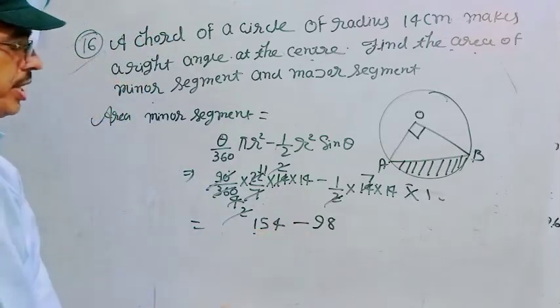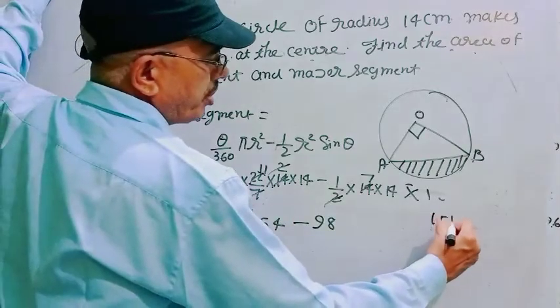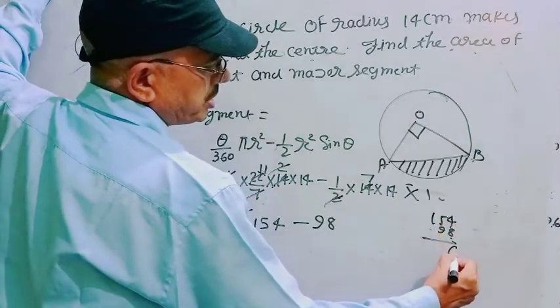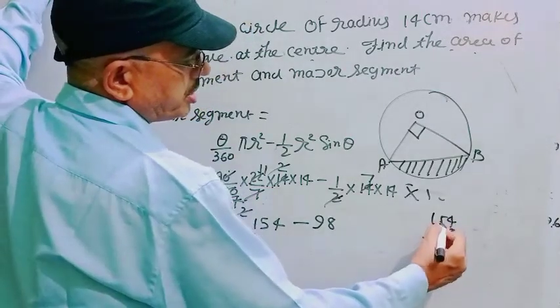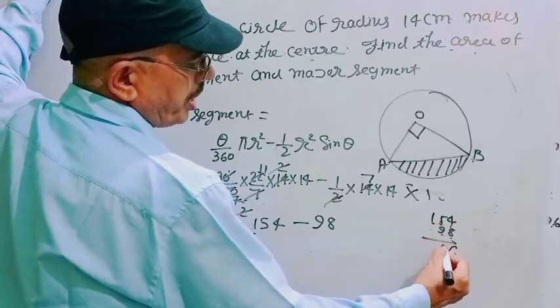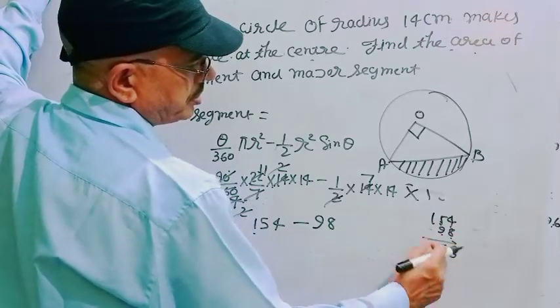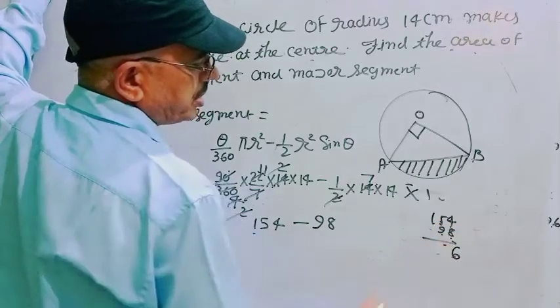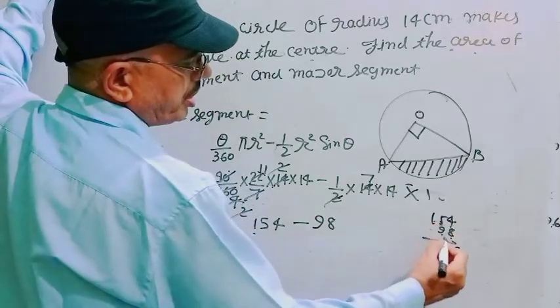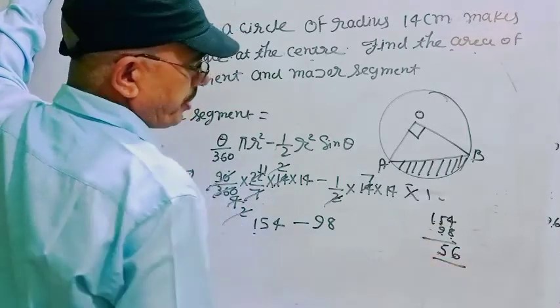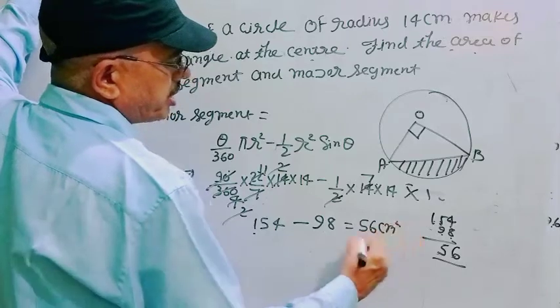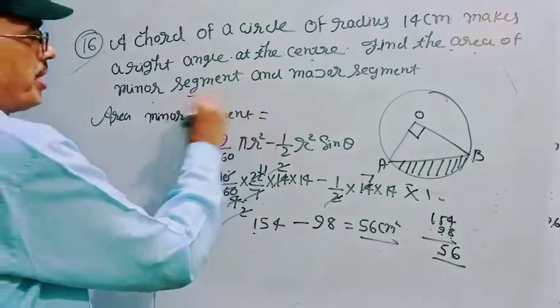So what you get here is 154 minus 98, that is 56. So 56 cm square is the area of the minor segment.